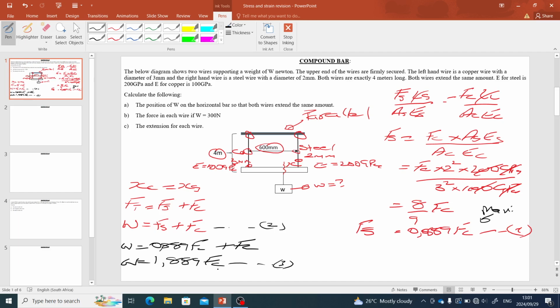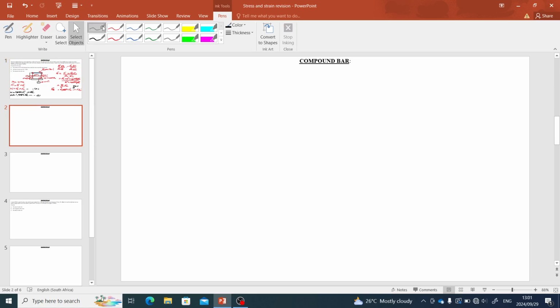Now from the third formula, we can determine the forces that are acting on this diagram. Let's use the other page here. Remember the third formula: W equals 1.889 Fc. Now let us go ahead and make Fc the subject of the formula.